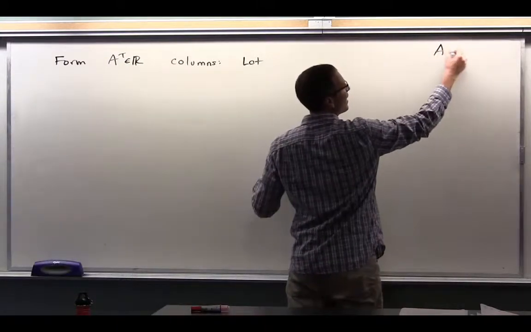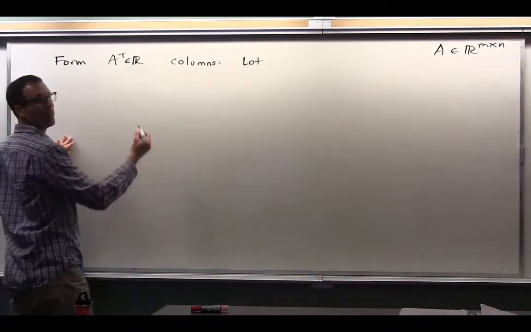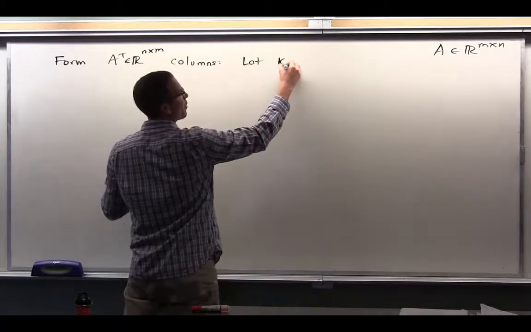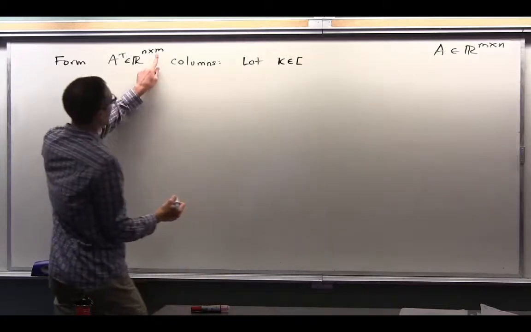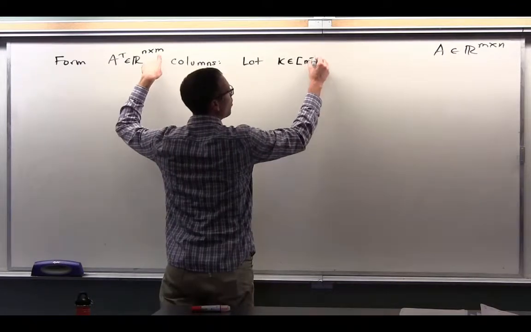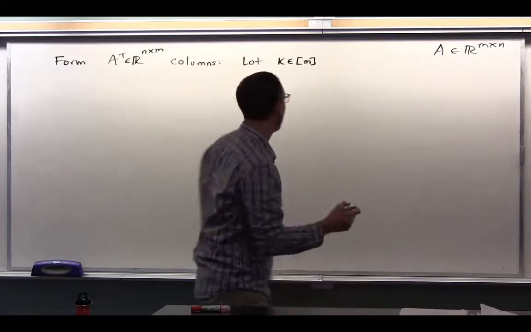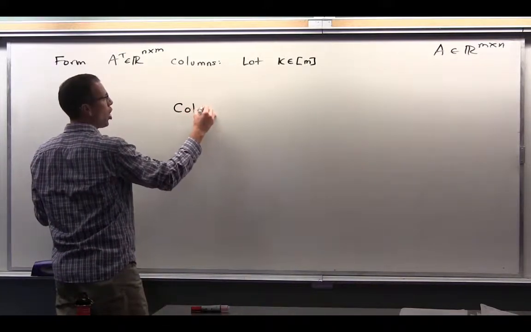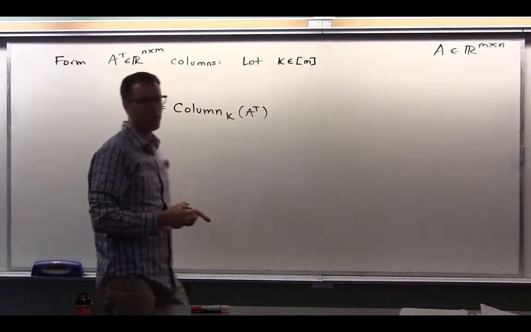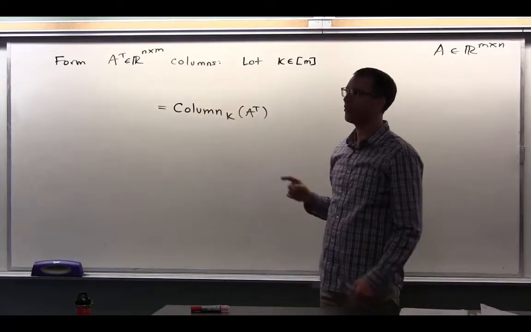We know that A is an element of m by n, which means that A transpose is an element of n by m. How many columns could I have there? If I'm going to form this by columns, how many total columns do I have? Yeah, I have m of them. So let's let the column index k, I'm going to do my best to use k for column index. And let's go ahead and form column k of the matrix A transpose. Can somebody give me the MATLAB notation that would pull off column k of that matrix?